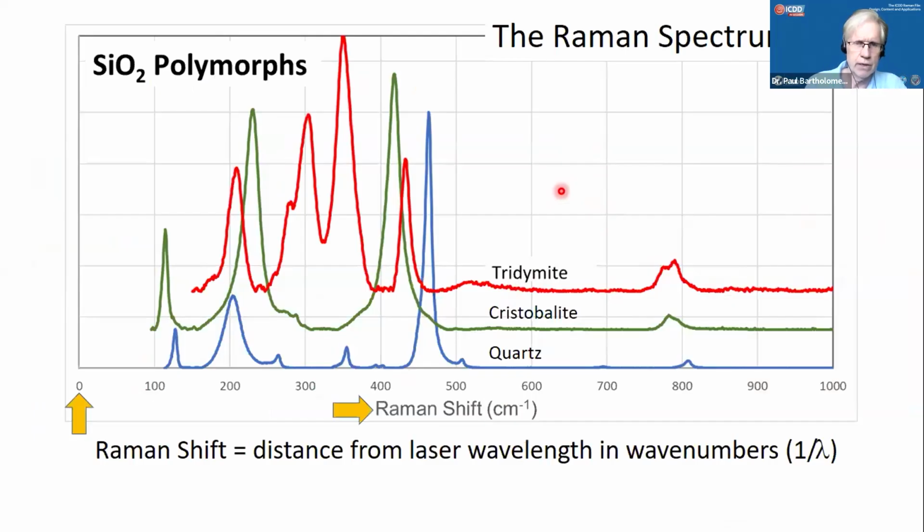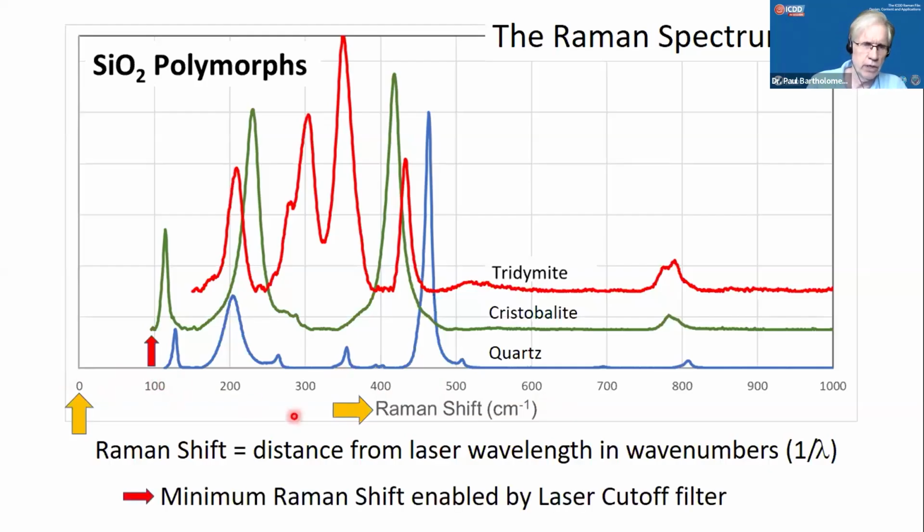What are we seeing here? The x-axis here is Raman shift. Over here at 0, this is where the laser is. Doesn't matter what the wavelength of the laser is, because all we're measuring is departure from its wavelength. And then over here where the spectrum starts, that's the limit of our spectroscopy given by the laser cutoff filter. Below that limit, the cutoff filter is erasing the signal.